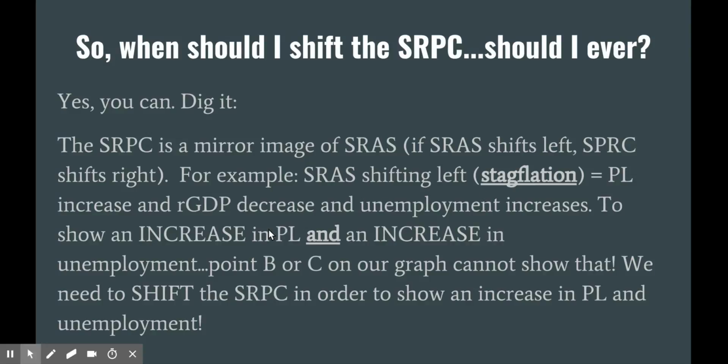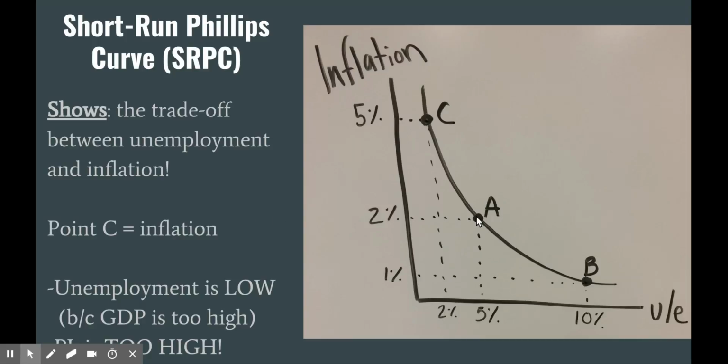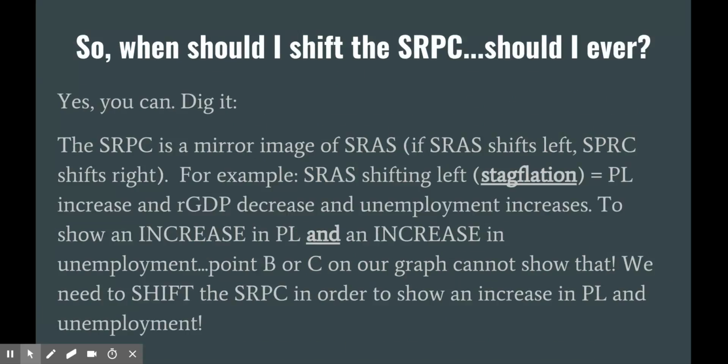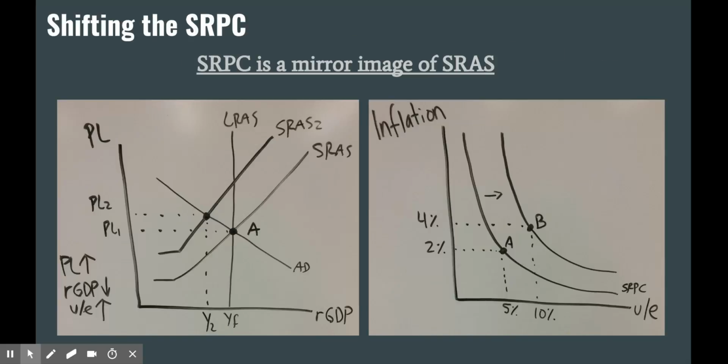So in order to show an increase in both price level and unemployment, we actually can't even see that on this graph because inflation goes up here, but yikes, unemployment went down. Well, unemployment goes up here, but yikes, inflation went down. So we cannot show a simultaneous increase in inflation and unemployment on the short run Phillips curve. So what we have to add in is a shift.